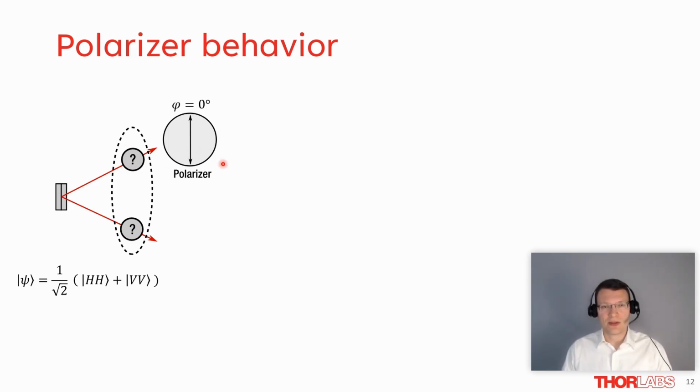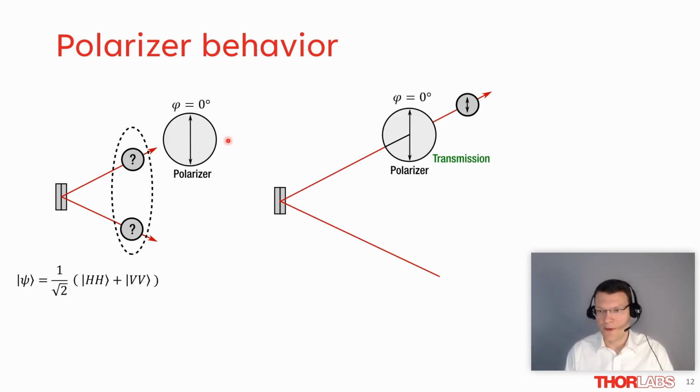So either the photon, we have our VV plus HH, and either the photon here will pass the polarizer or not. If it passes, then by definition, it will have a vertical polarization as well. And the crucial thing is that we just have VV plus HH. So if the first one is measured to be vertical, then the second one has to be vertical as well. So the measurement on the first one defines the polarization on the second one.